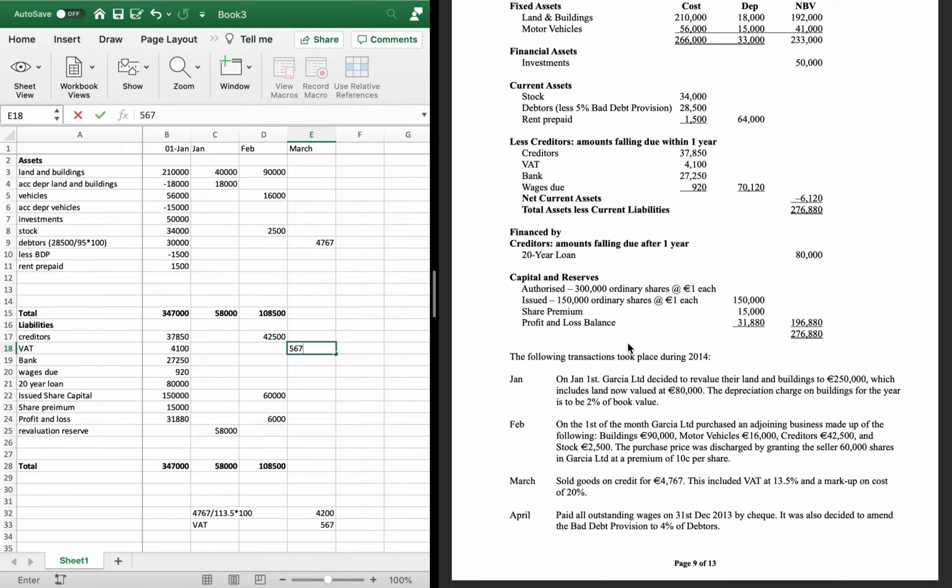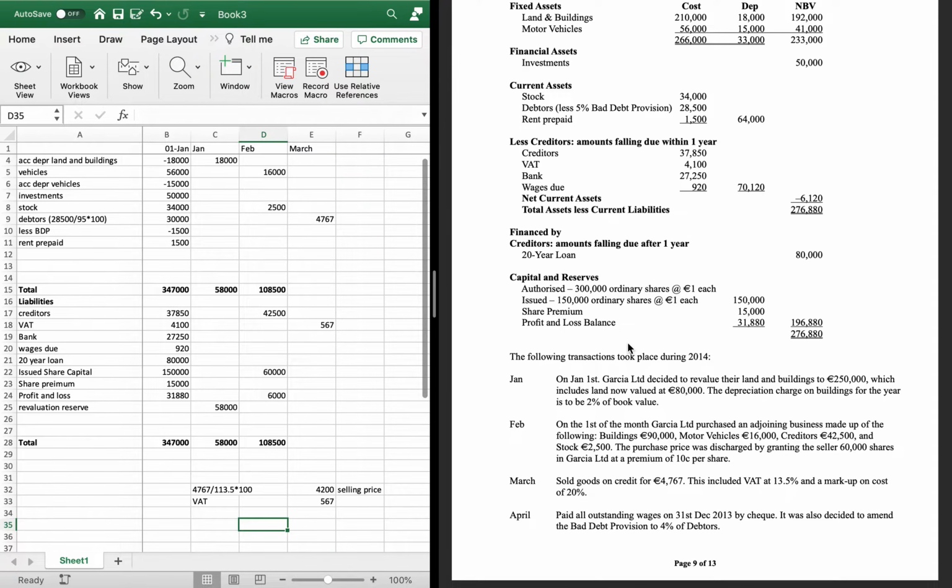Now, what happens to our stock then? So our stock is going down by the cost price. So the cost price we have to work out. So that's our next job. So we're going to take that, that's our selling price, and we're going to work that back now to the cost price. So the cost price is going to be 4,200. The markup is 20%. So we're going to divide it by 120 and multiply by 100, which is 3,500.